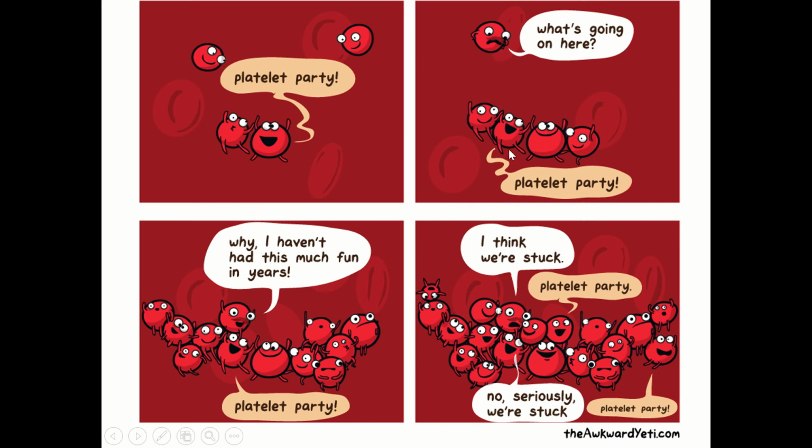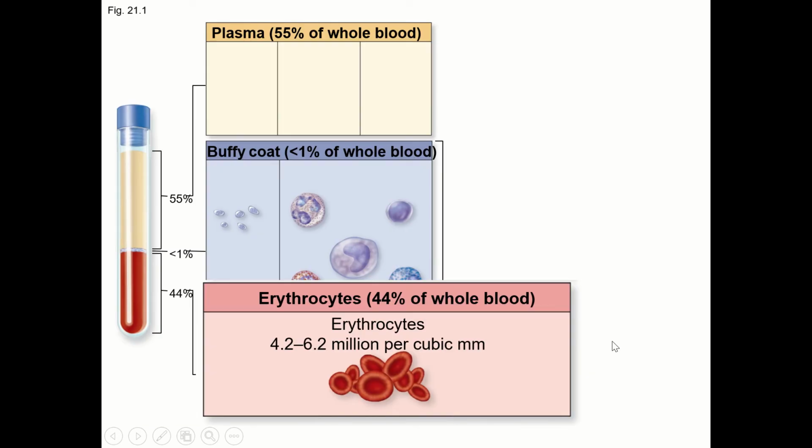And they say, "Platelet party!" Now there's a bunch more stuck. And then there's more and more stuck with some red blood cells stuck in here. You can see, "Why, I haven't had this much fun in years. Platelet party! I think we're stuck." "Platelet party! No, seriously, we're stuck." "Platelet party!" Because being stuck together is a platelet party. And that's how you get a clot or a scab.